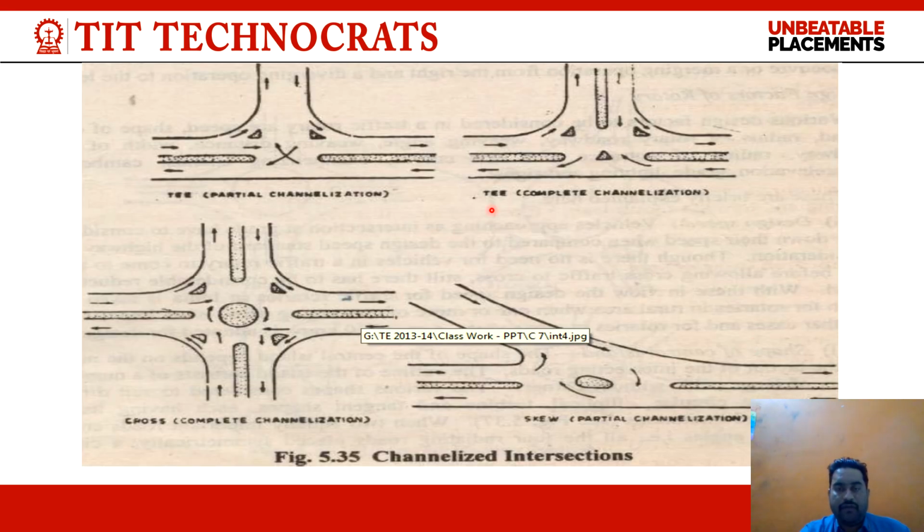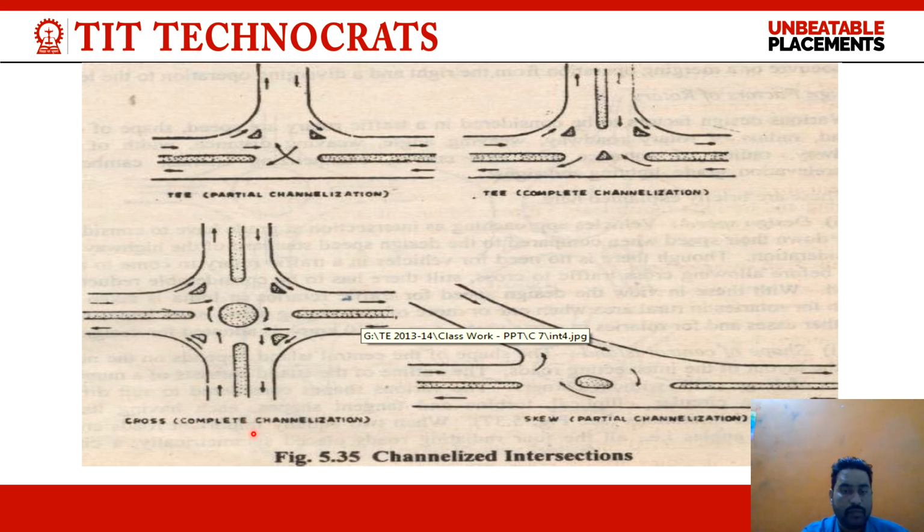These are the schematic views of the channelized intersection. This is the T partial channelization, in which there is no island at different sides. And this is the T complete channelization. There are the different islands. These are the splitters and these are the proper median of the road. So this is called T complete channelization.